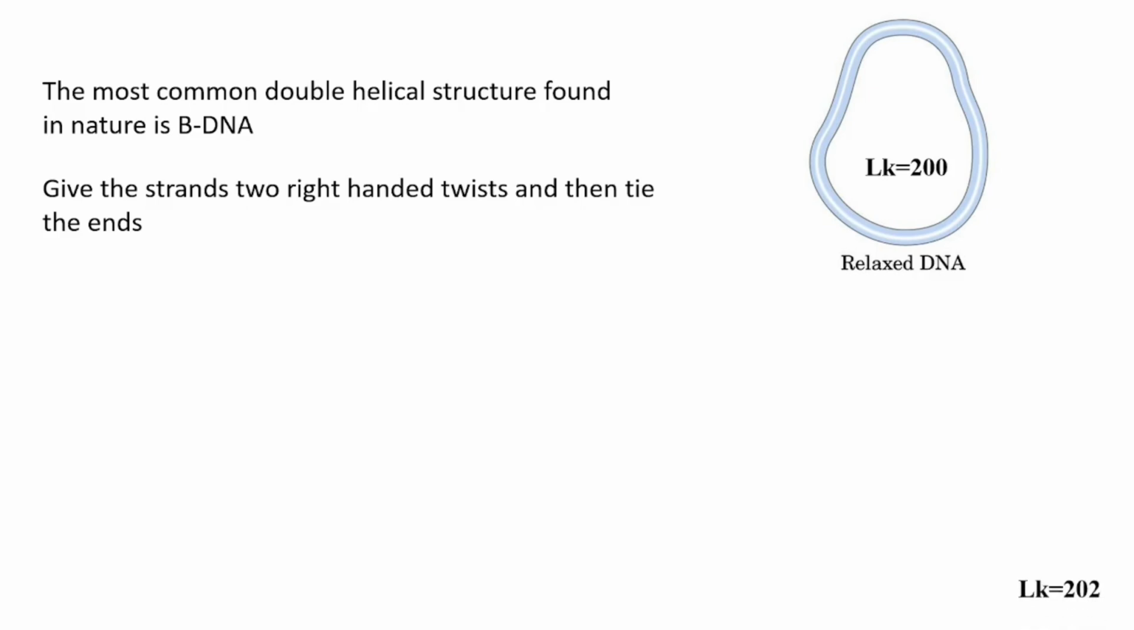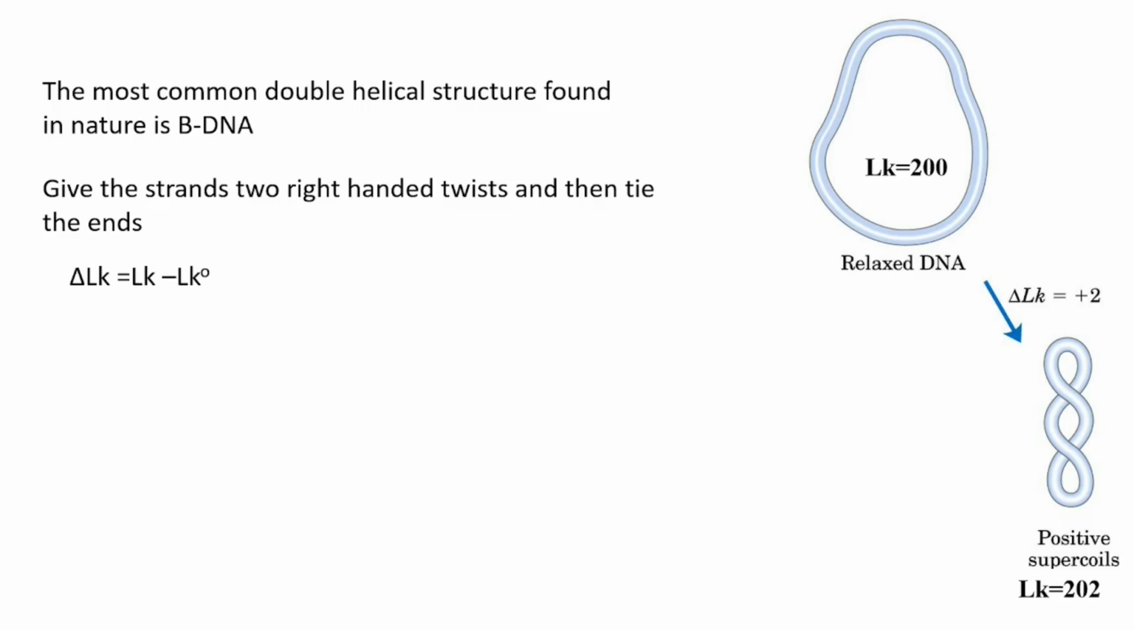The linking difference is given by the formula delta K is equal to linking number minus standard linking number. Here, as per the formula now, we have 202 minus 200, that is plus 2. The number of base pairs per helical turn have now decreased and the DNA is said to be overwound. Such a DNA is said to be positively supercoiled.